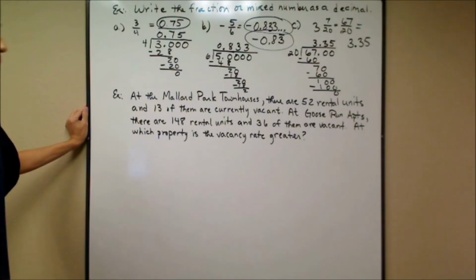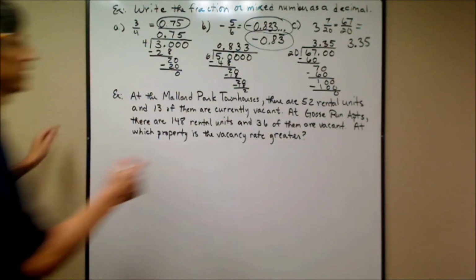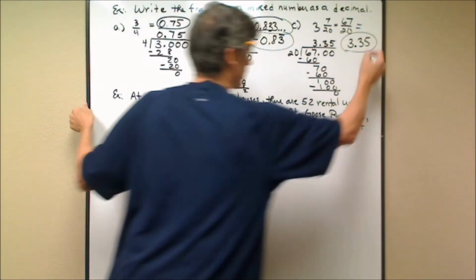Now that's the proper way to say a decimal, is to use the decimal place. But we get lazy, or at least I do, and I'll say 3.35 instead of 3 and 35 hundredths, just for the convenience of it. And that is a terminating decimal.